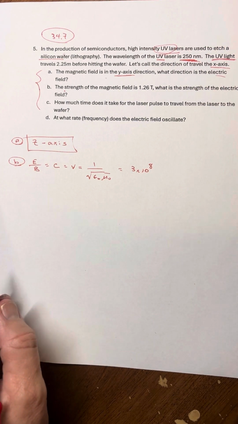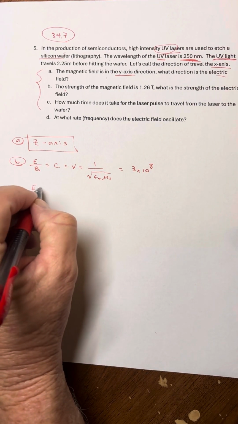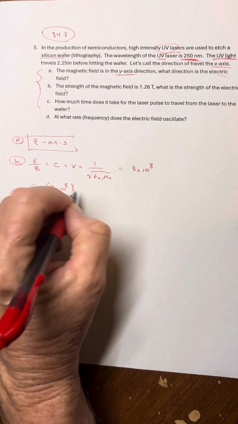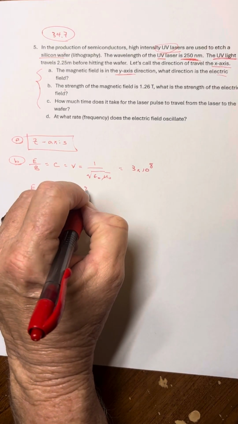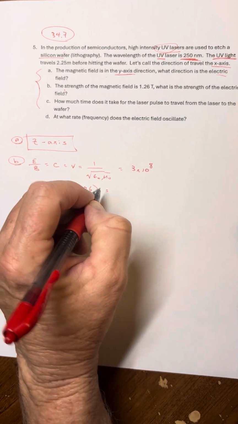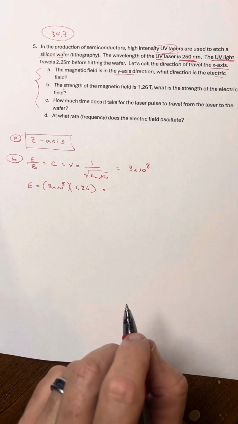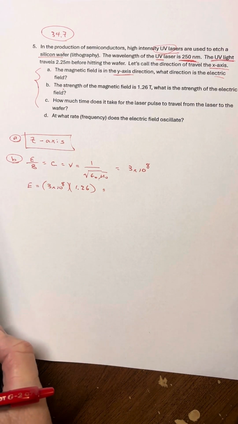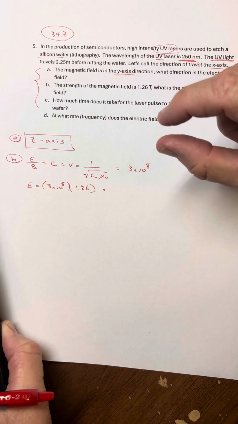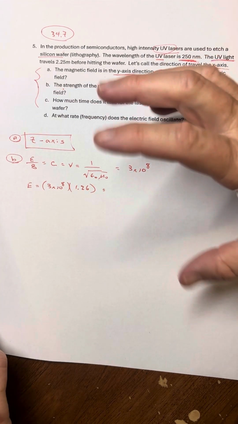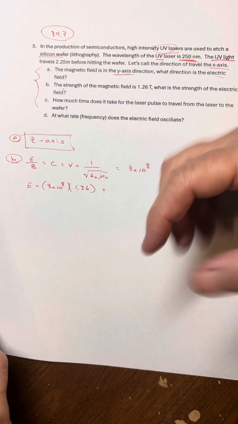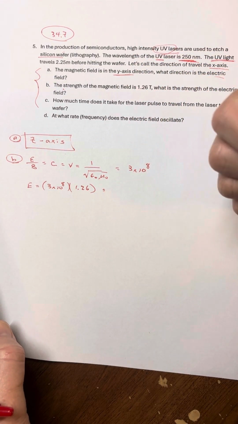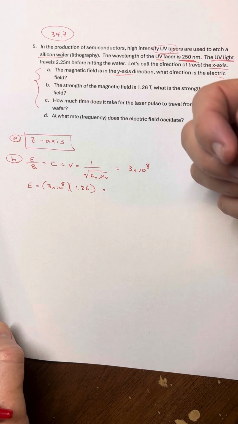So to get the strength of the electric field, I would just go 3 times 10 to the 8 and multiply it by the strength of the magnetic field, which is a pretty strong field here. But this is a high intensity laser, very, very high intensity. And mostly, though, because it's focused to a small spot. And so intensity is energy per area. And so you don't have really that much. Well, I should be careful.